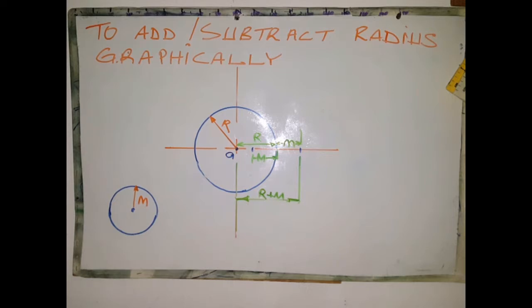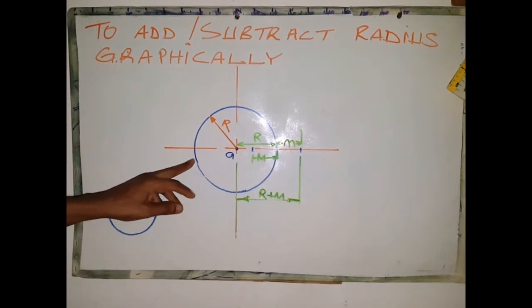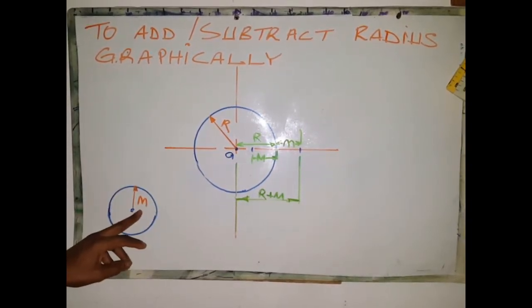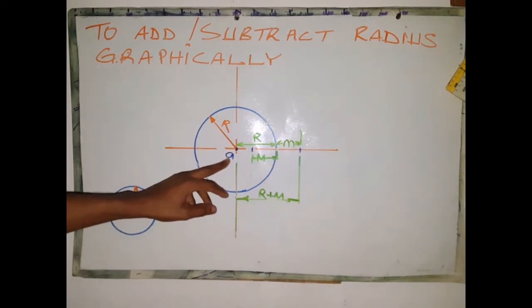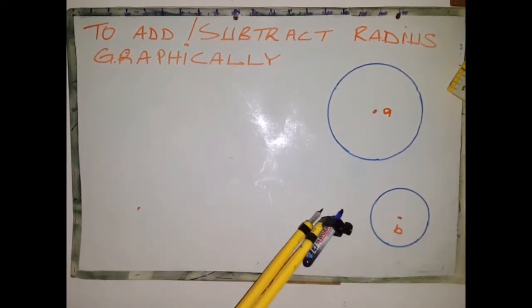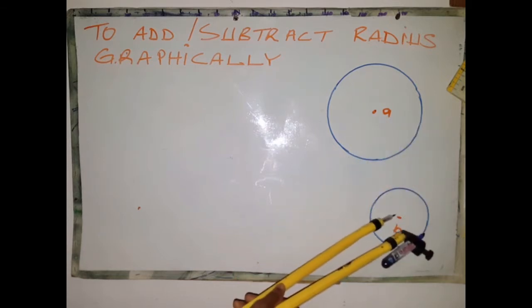This diagram is a typical illustration of how we can add and subtract a radius. Here we have a circle of radius big R, a second circle of radius M. The center of the big circle is A. Here we have two circles, a circle with center A, a circle with center B.